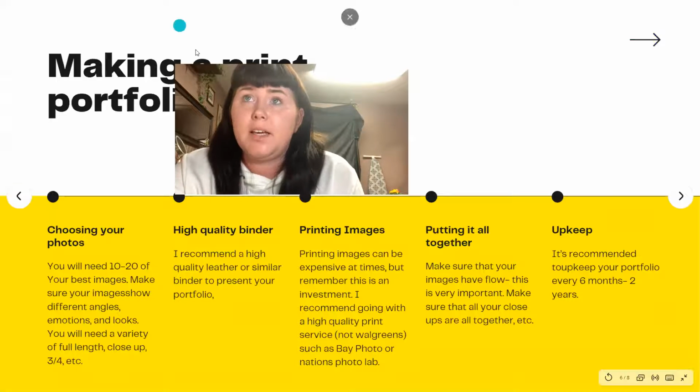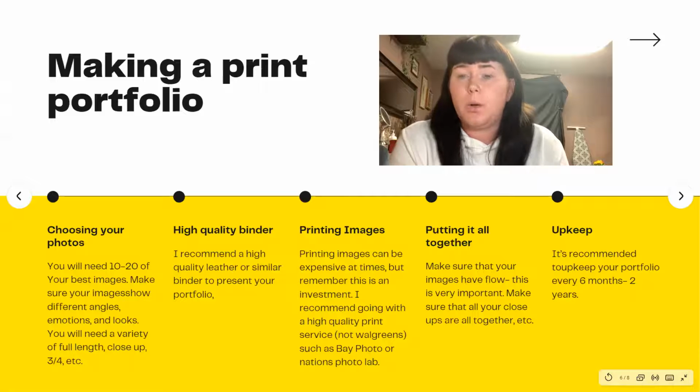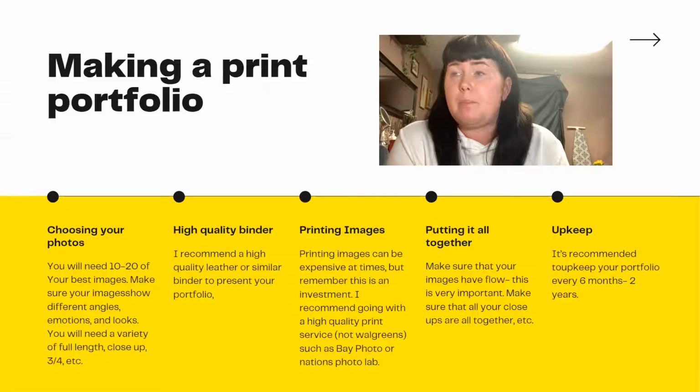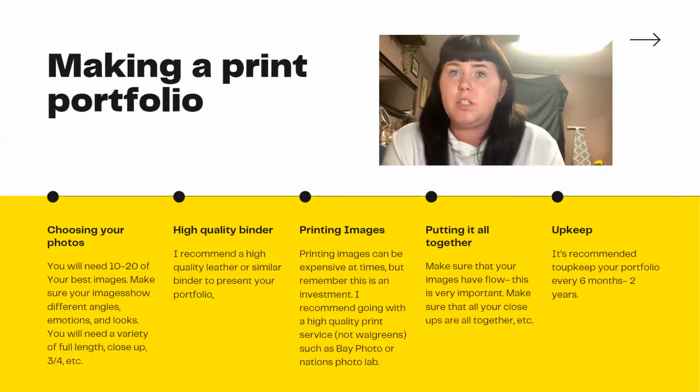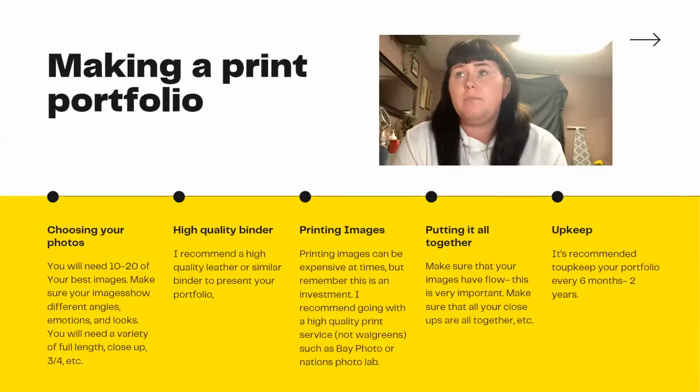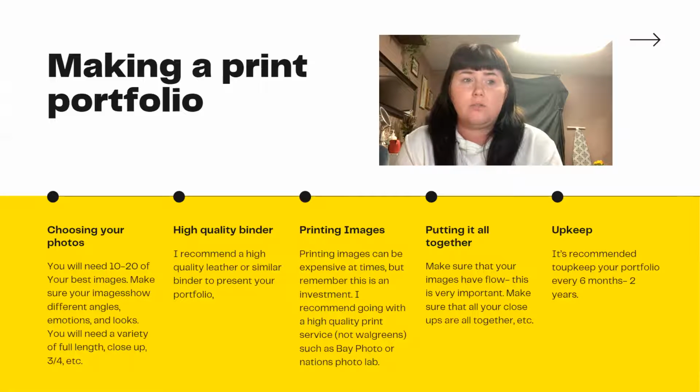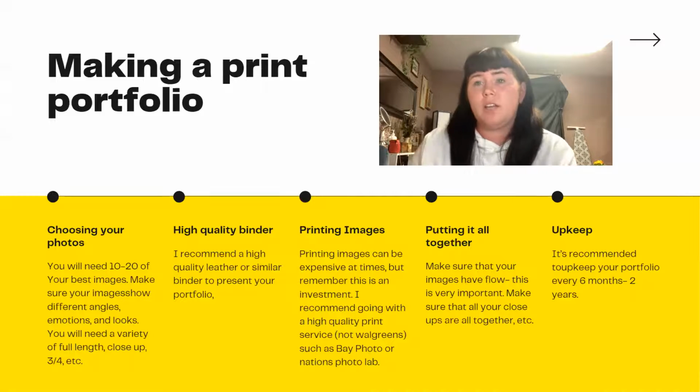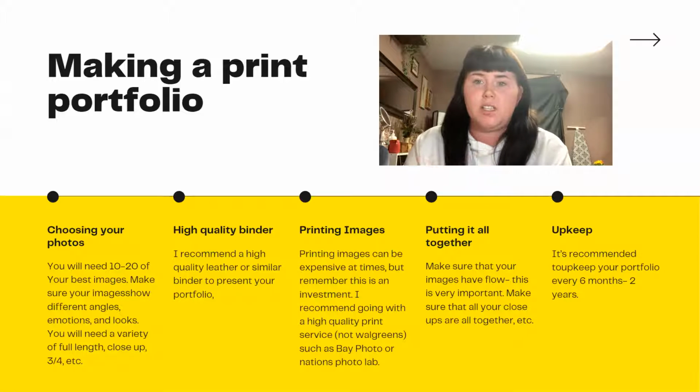So let's talk about making a print portfolio. First you're going to choose your photos. That's going to be 10 to 20 of your best images. They must be your best images. Make sure that they show different angles, different looks, different emotions, different styles. Make sure you're not making the same face or angle or pose in all the same photos. Make sure it's not the same photo shoot, like I said, and you'll need a variety of full length, close up, three-quarter, things like that.